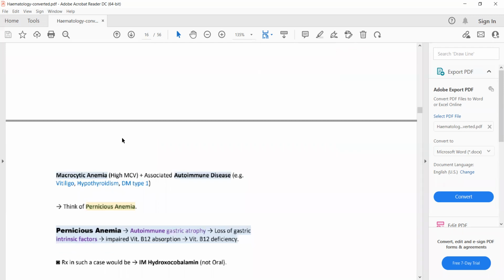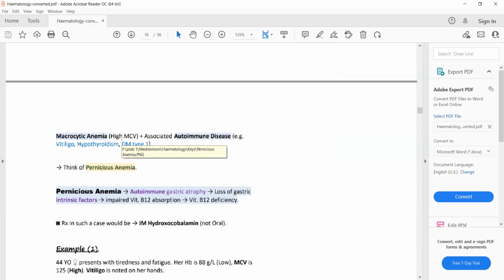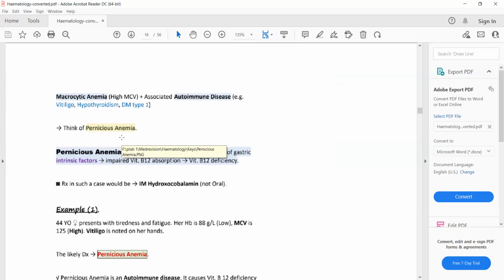So macrocytic anemia that is associated with autoimmune diseases is pernicious anemia. What are the autoimmune diseases with which it is usually associated? They are vitiligo, hypothyroidism and type 1 diabetes mellitus. So if a person with a history of type 1 diabetes mellitus presents to you with macrocytic anemia, you will think of pernicious anemia straightforward, unless proven otherwise. Someone with a history of hypothyroidism, you will think of pernicious anemia. Someone with a history of vitiligo and macrocytic anemia, again, pernicious anemia.